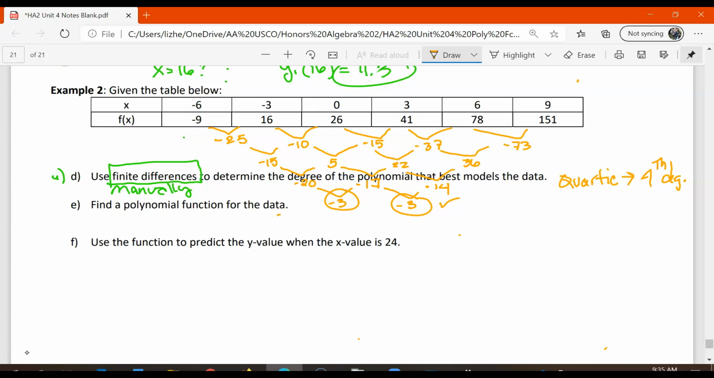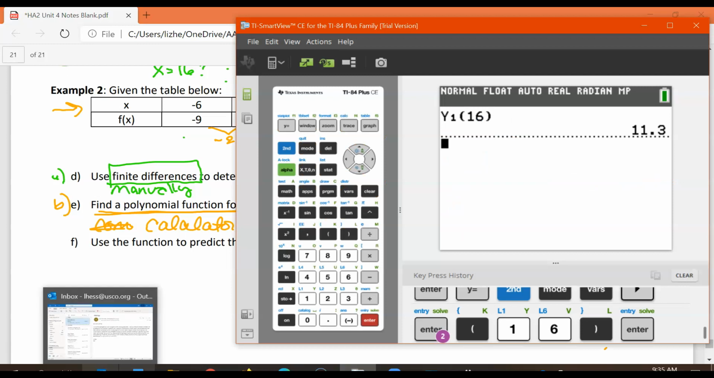And now E, which should be B, is to find the function. That means we are going to use a calculator. And we're going to enter this data into our calculator, and then we are going to find the 4th degree, or the quartic, polynomial equation. Okay, so let's do that. Pull up my calculator.